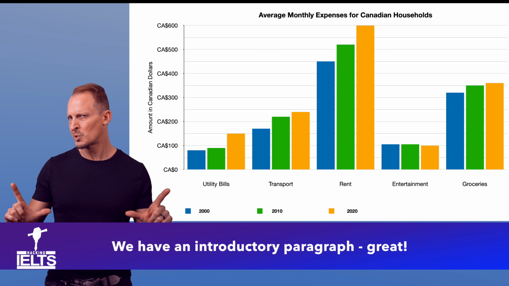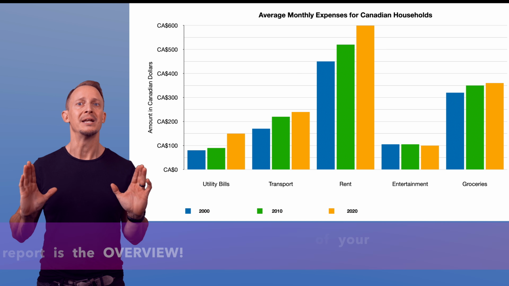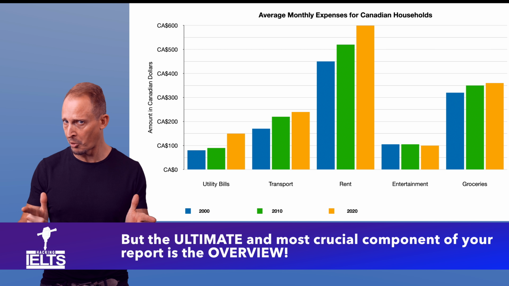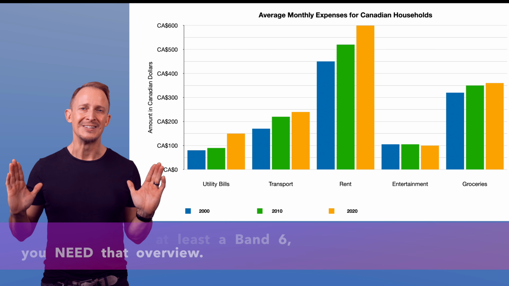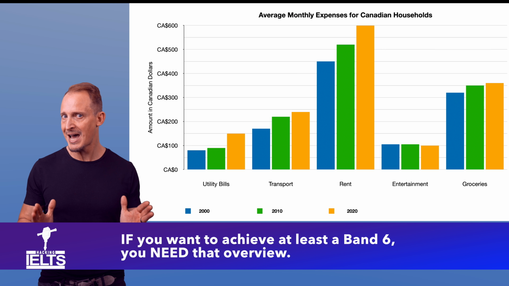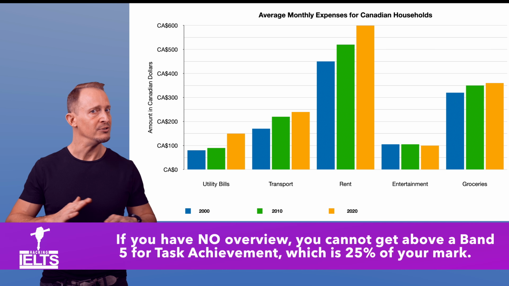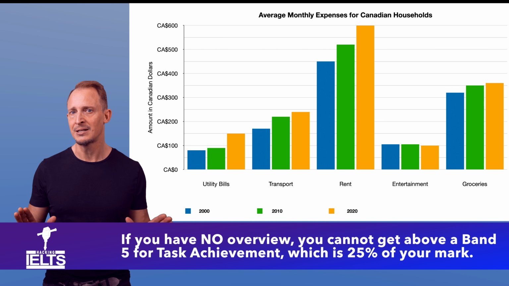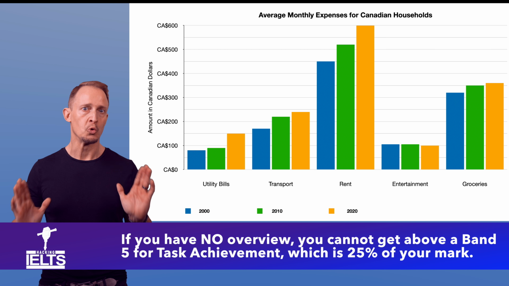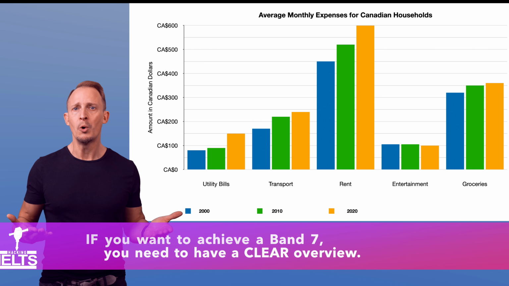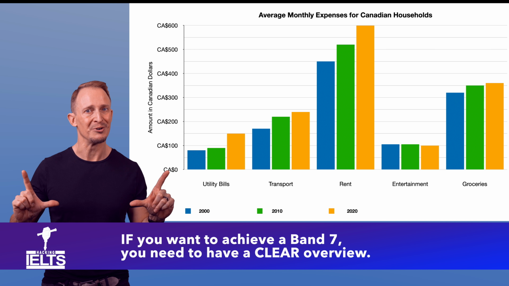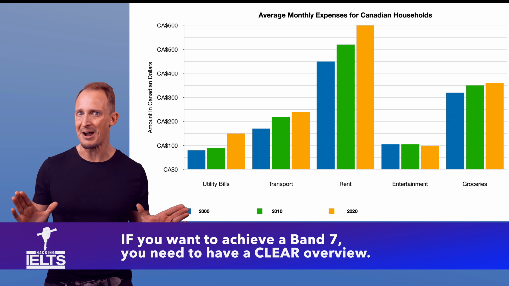Okay, we have an introductory paragraph. Great. But now, the ultimate and most crucial component of your report is the overview. Guys, if you want to achieve at least a band 6, you need that overview. So, if you have no overview, you cannot get above a band 5 for task achievement, which is 25% of your mark. If you want to achieve a band 7, you need to have a clear overview. That's how important this paragraph is.